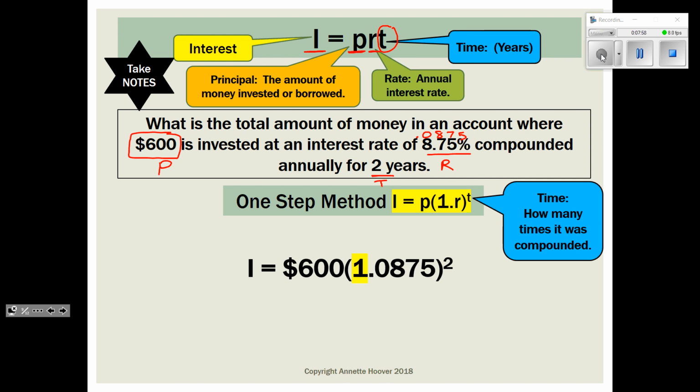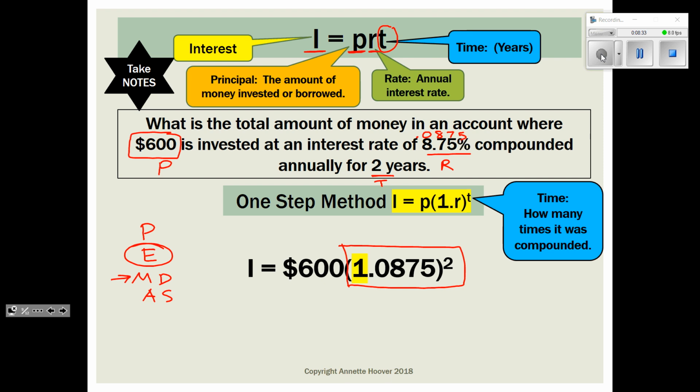You do not do multiplication. You remember PEMDAS, parentheses, exponents, multiply and divide, add and subtract. Exponents come before multiplication. Here is the exponent you have to do first. The exponent 2 is attached to the percentage rate with a 1 in front of it. So you're going to take your calculator and you're going to go 1 and 875 ten-thousandths squared, or raised to the second power. Push equals on your calculator.